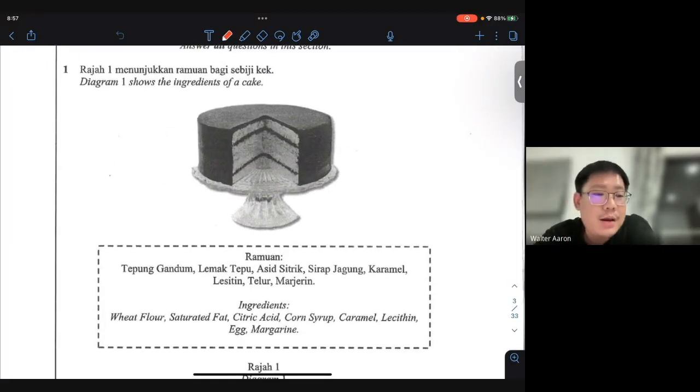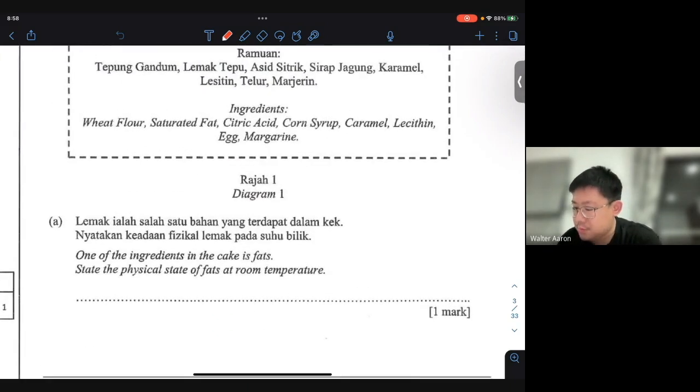All right, let's take a look at number one. Number one shows the ingredients of a cake. And we have the ingredients list: wheat flour, saturated fats, citric acid, corn syrup, caramel, lecithin, egg, and margarine. So again, we have the different ingredients listed for the cake.